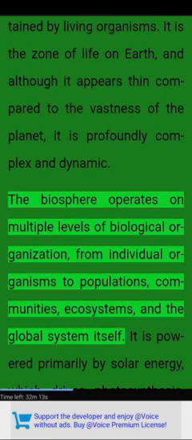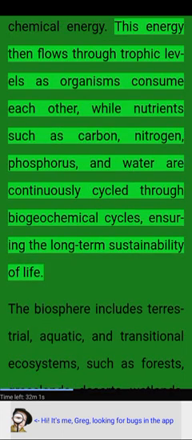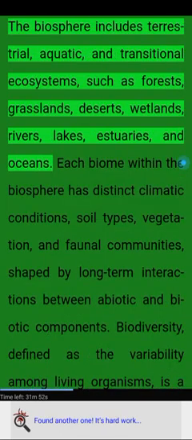The biosphere operates on multiple levels of biological organization, from individual organisms to populations, communities, ecosystems, and the global system itself. It is powered primarily by solar energy, which drives photosynthesis, the foundational process that sustains most life forms by converting solar energy into chemical energy. This energy then flows through trophic levels as organisms consume each other, while nutrients such as carbon, nitrogen, phosphorus, and water are continuously cycled through biogeochemical cycles, ensuring the long-term sustainability of life.